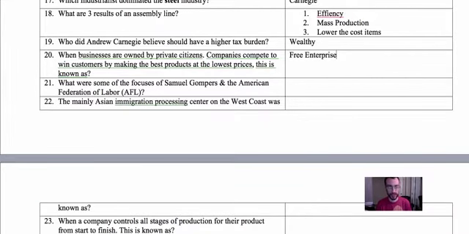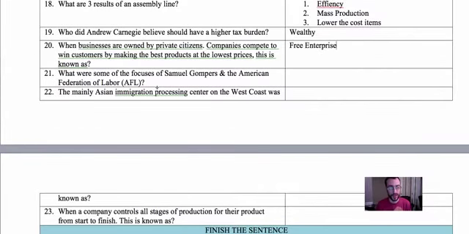Free enterprise. 21, what are some of the focuses of Samuel Gompers and the AFL, the American Federation of Labor? That is a union. We talked about these in class. One of them was to get higher wages. Many of the workers made around $7, $8, $9, $10 a week. They wanted to raise that higher. They also wanted to improve working conditions.